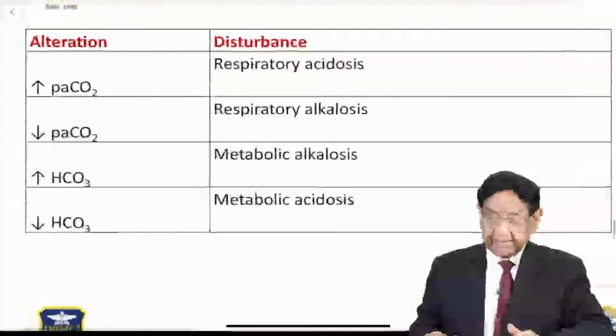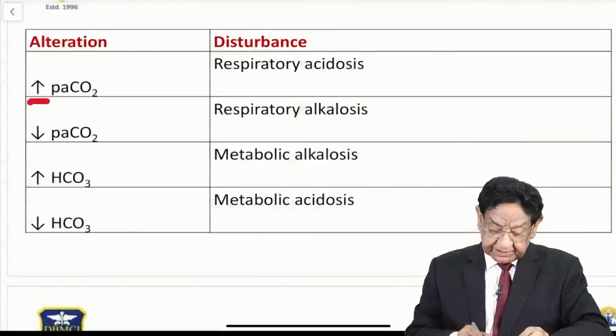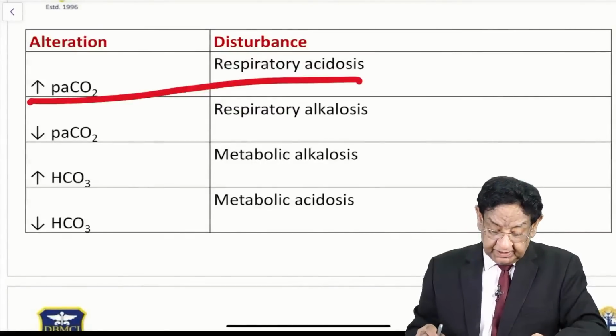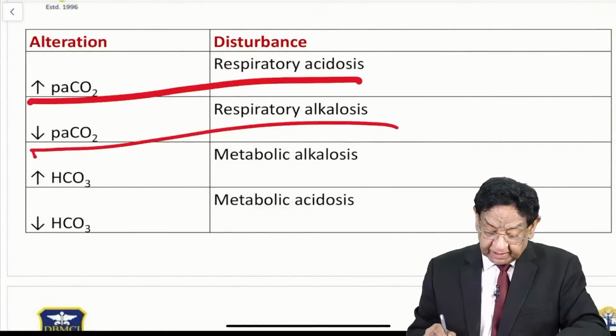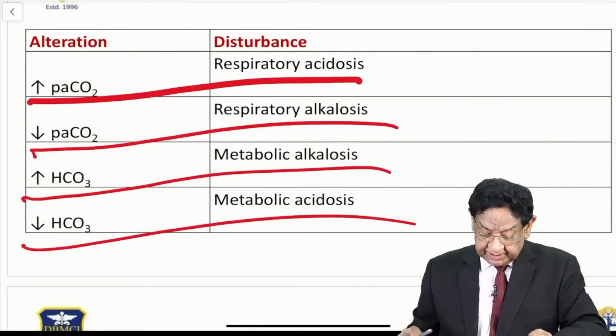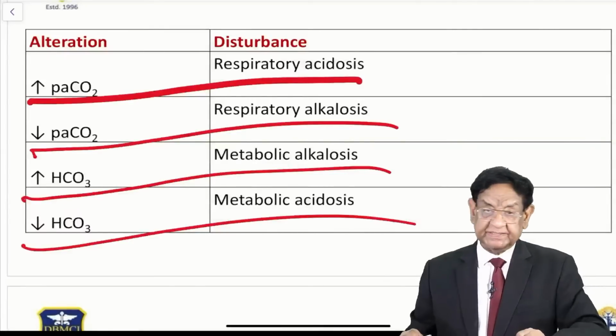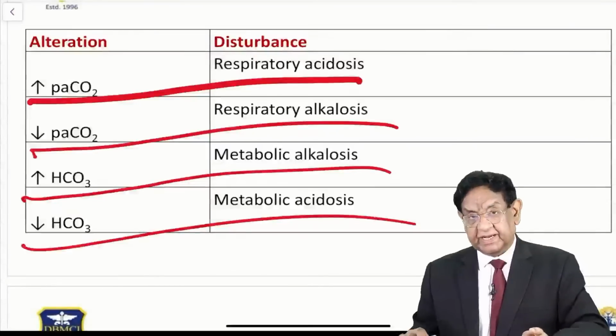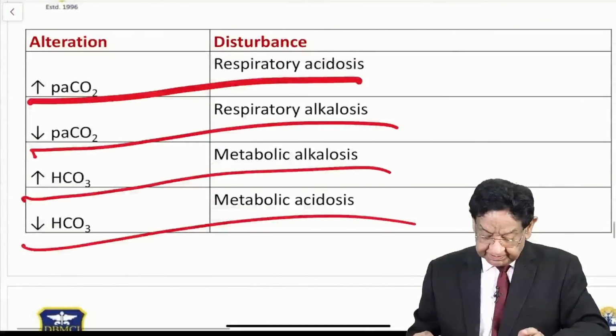Well, a quick recap is a beautiful slide. Raised CO2 is respiratory acidosis, and decreased CO2 is respiratory alkalosis. Increased bicarb, metabolic alkalosis. Decreased bicarb is metabolic acidosis. This is the base of the entire acid-base disturbance.